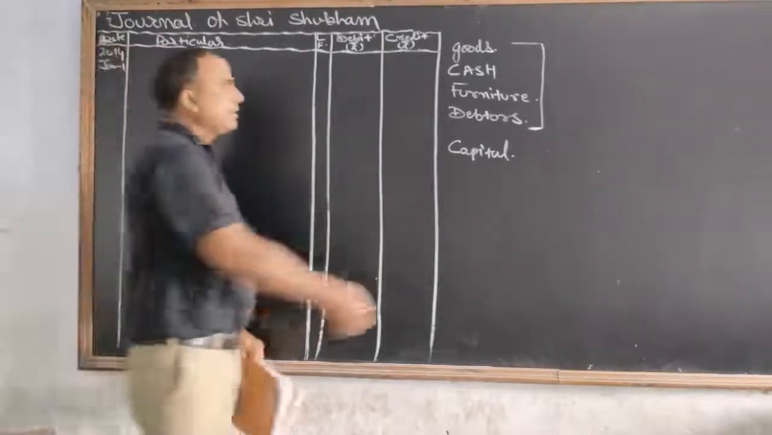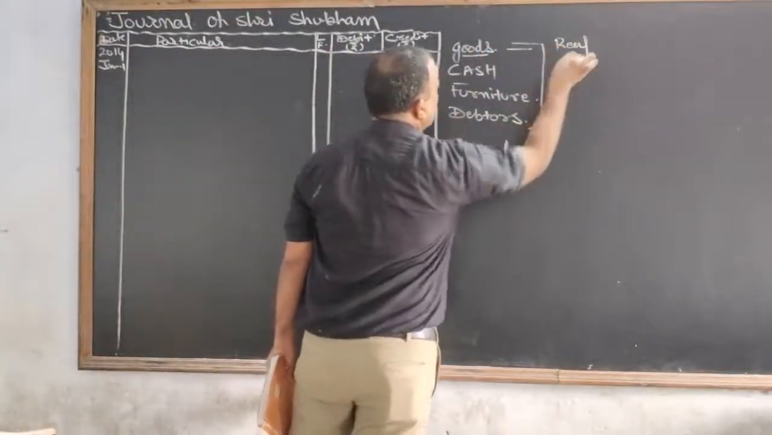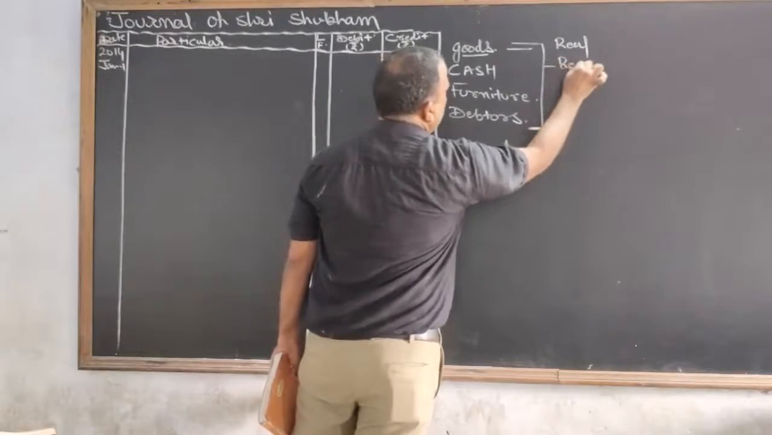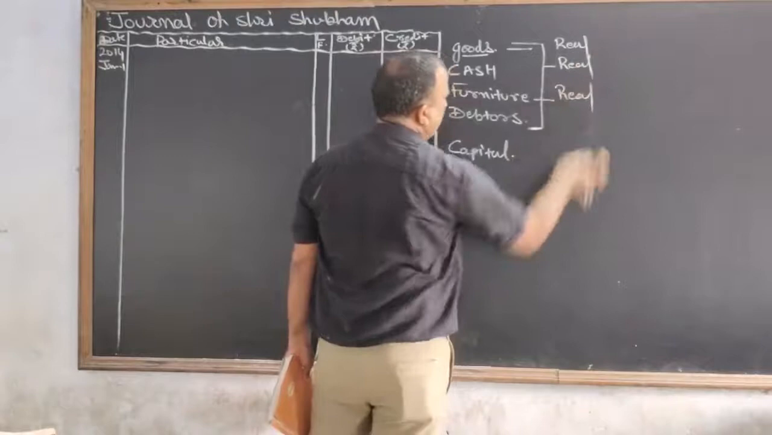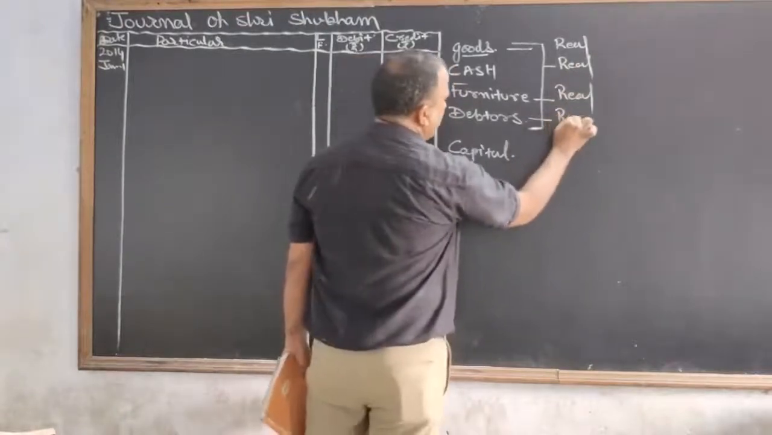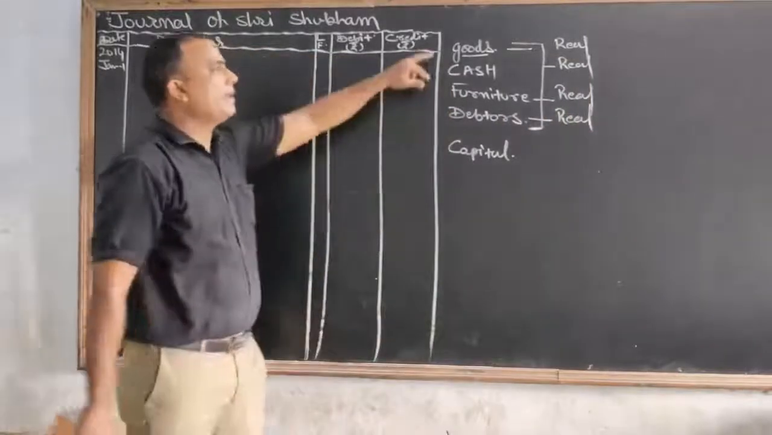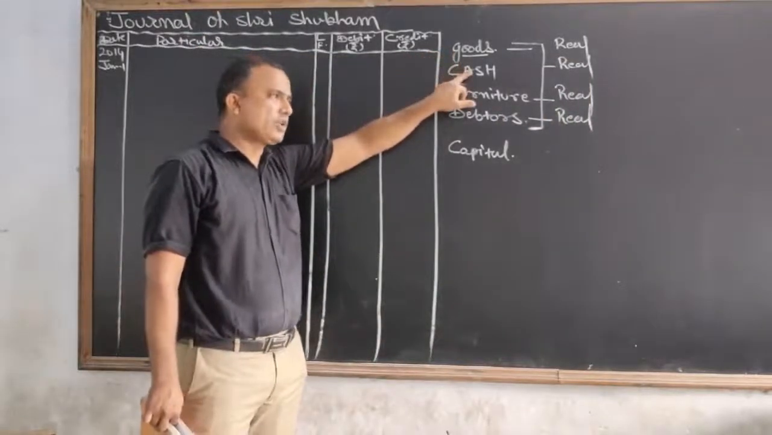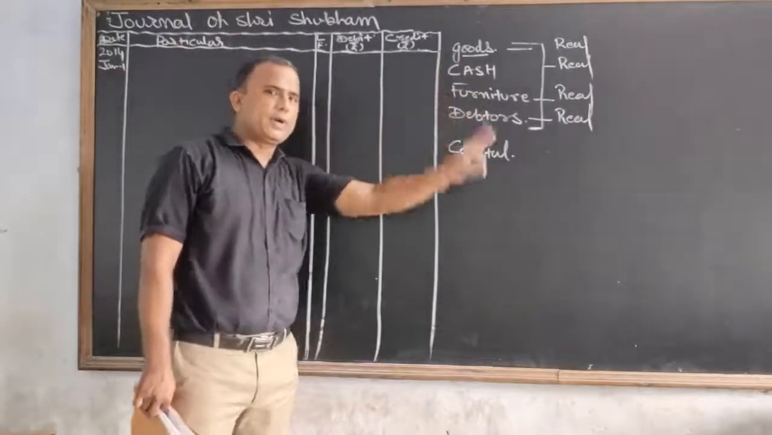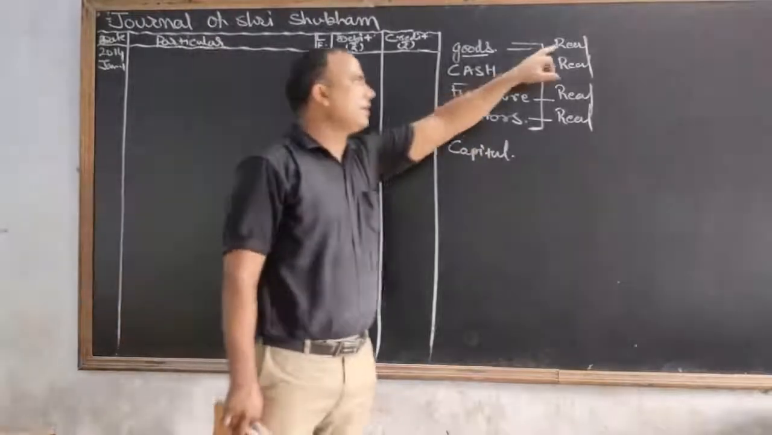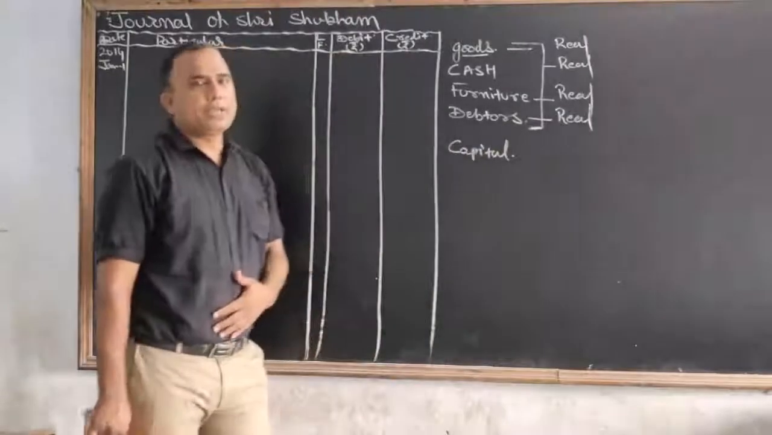So let's start. First one, goods. It is under the real account. Cash, it is also under the real account. Furniture, it is also under the real account. And debtors, it is our asset, also under the real. Goods are our assets. Cash is also our asset. Furniture is our asset, as well as the debtors, and all are under the real. So we apply the rule for the real account.